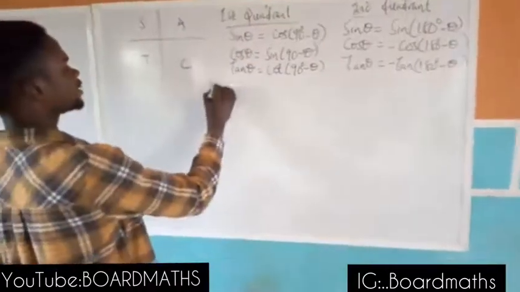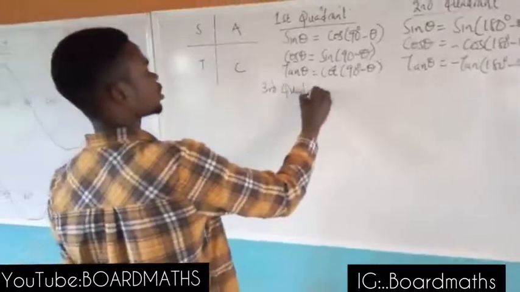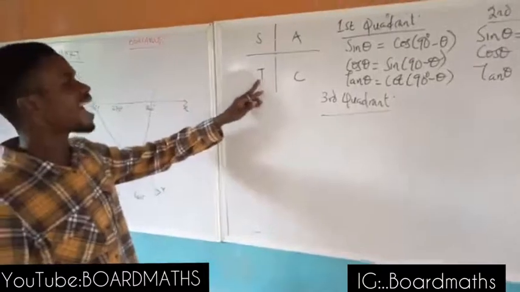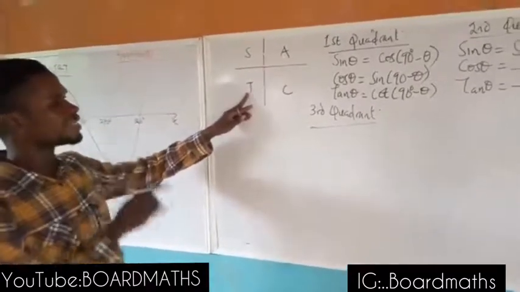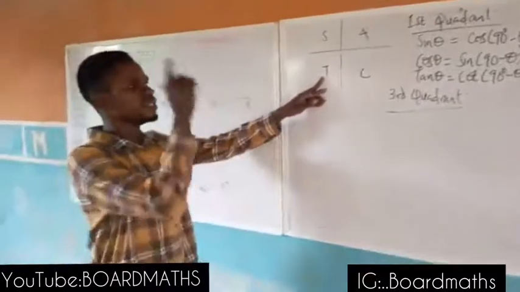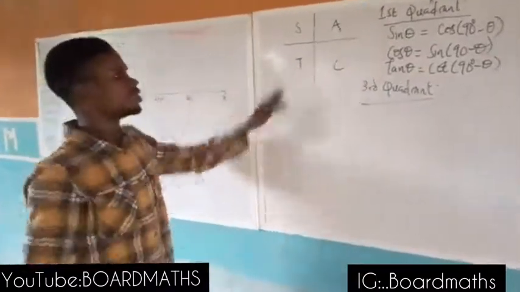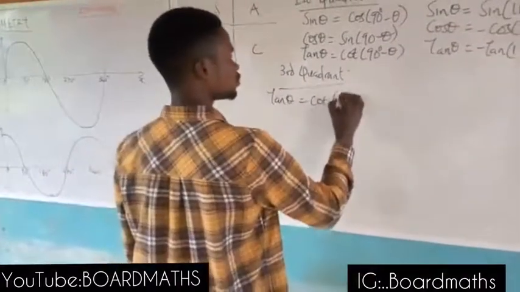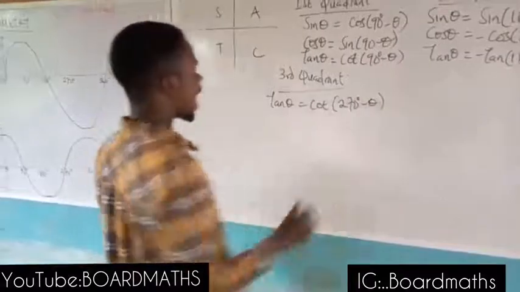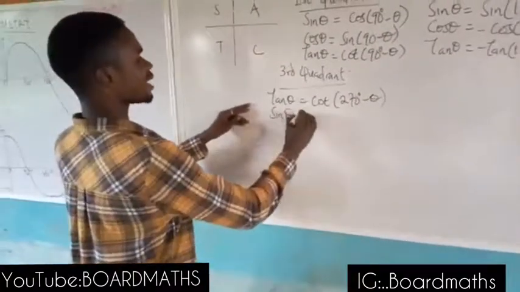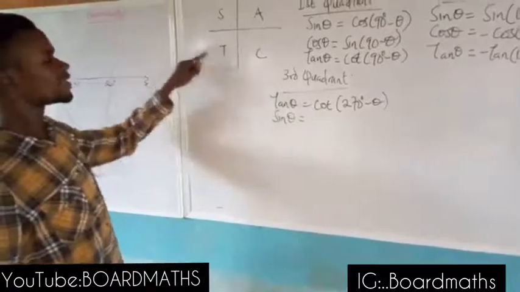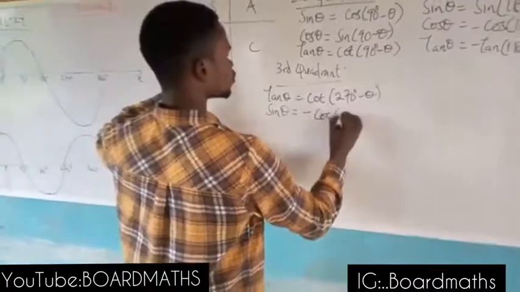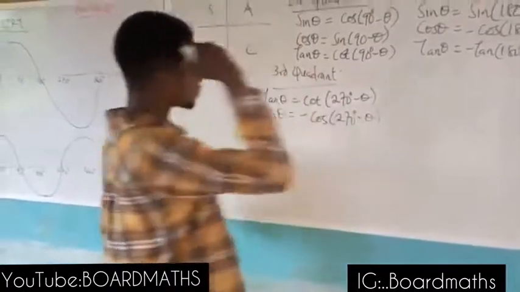So the third quadrant, we have this as angle less than 270 degrees. It's only the tan that is positive. And don't forget, whenever you relate to 270 degrees, the trigonometric function will change. So our tan changes to cos of 270 degrees minus theta. And our sine theta changes to cos, but here on the third quadrant, it is negative. So we have minus cos of 270 degrees minus theta.